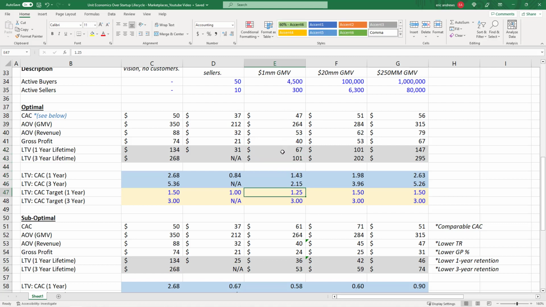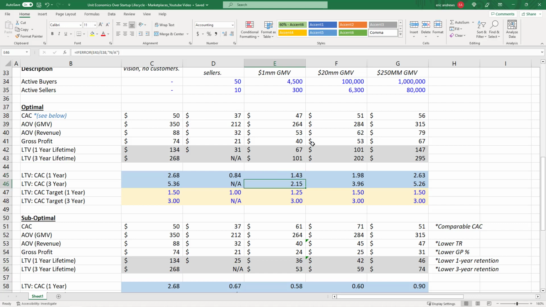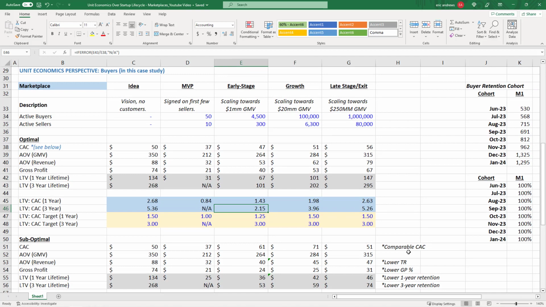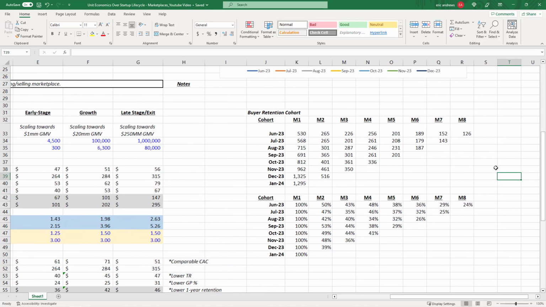So let's look here. How are we doing versus our benchmarks? So our 1-year LTV to CAC ratio is 1.4. So actually that looks pretty good to me. And the 3-year is about 2.15. So we obviously need to improve our customer retention a little bit. And now that we're talking about customer retention, let's move over to the customer cohorts.